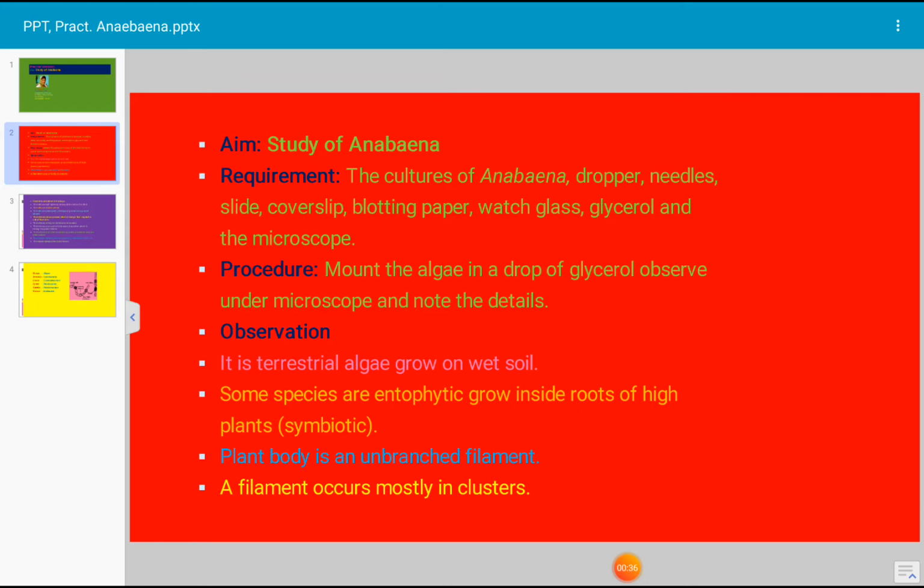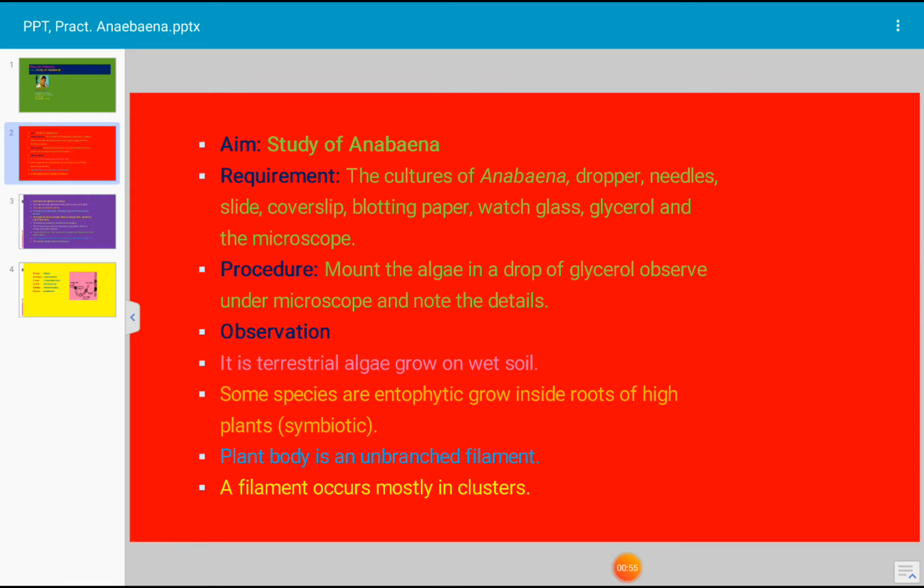During the procedure of the practical, what do we have to do? Mount the algae in a drop of glycerol and observe under the microscope. This is a temporary slide preparation and we have to note all the details.